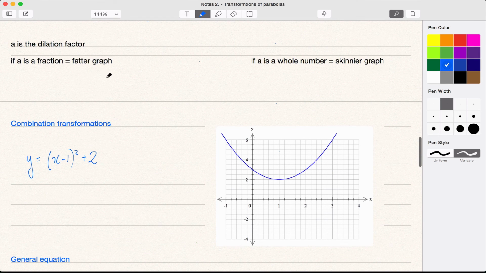Once we know those four different types of transformations, we can actually put them together to do combination transformations. So one example I've put here for you has y equals x minus 1 all squared, which would move it to the right 1 unit. And then I have a plus 2 on the end, which would move it up 2 units. So we have the turning point there, and then you can draw the graph once you have the turning point locked in. And you can do any combination of the four transformations that I have shown you.